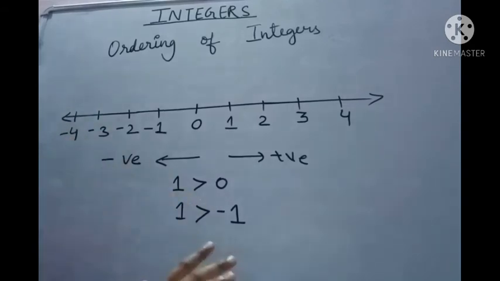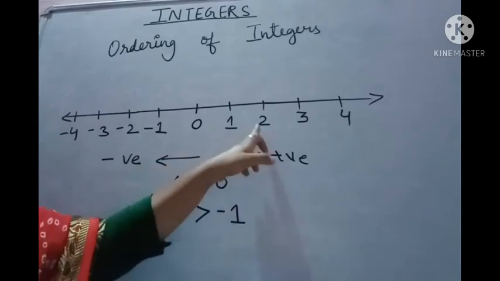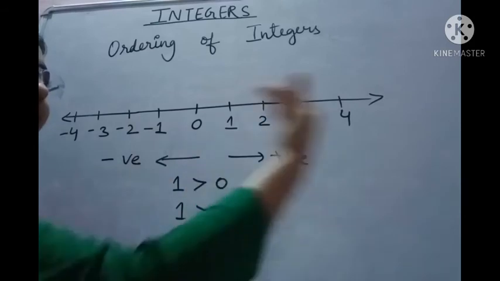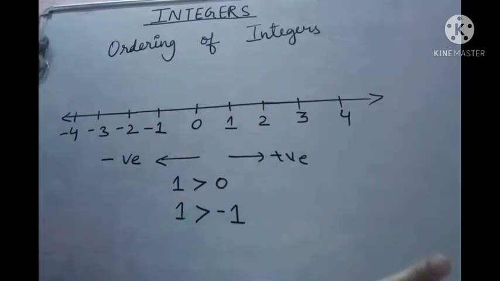So you need to understand this concept. I'll be telling it to you again. Just like we all know that 1 is less than 2, 2 is less than 3. Whenever you are moving towards your right, on the right you have all the greater numbers.